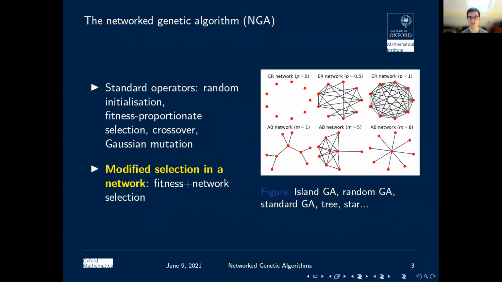The network genetic algorithm is a variation of the standard genetic algorithm that implements this network aspect of the population. It uses very standard operators. So we start with random initialization in the search space. We have fitness proportionate selection. We have the standard crossover. We have Gaussian mutation. So far, everything is very standard. What we modify with the network genetic algorithm, NGA, is the selection operator.